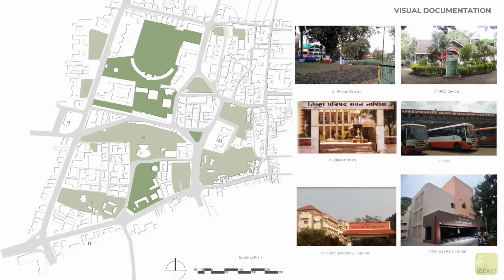The Zilla Parishad Road is host to multiple activities throughout its length. We have the General Post Office, the Zilla Parishad itself, and a few cultural activities that involve Kalidas Kala Mandir, Mahatma Phule Kala Dalan, and the Shivaji Park. This area also has a greater concentration of hospitals and residential clusters.